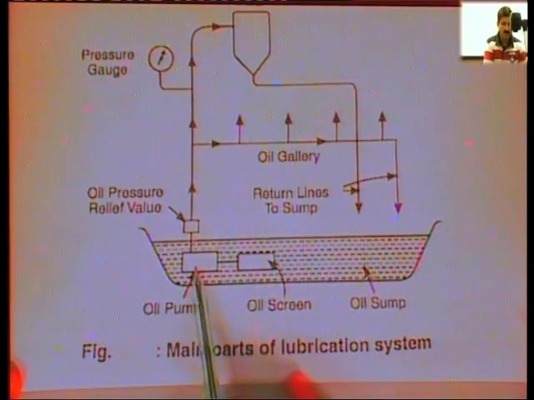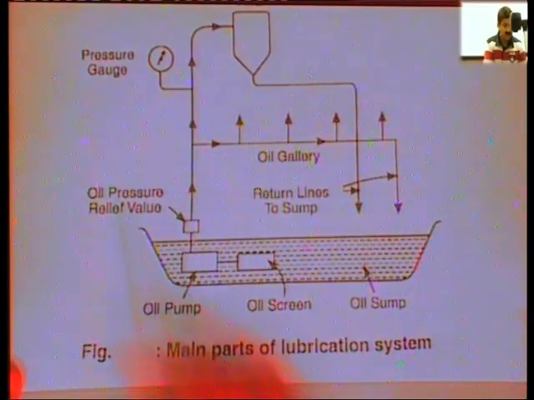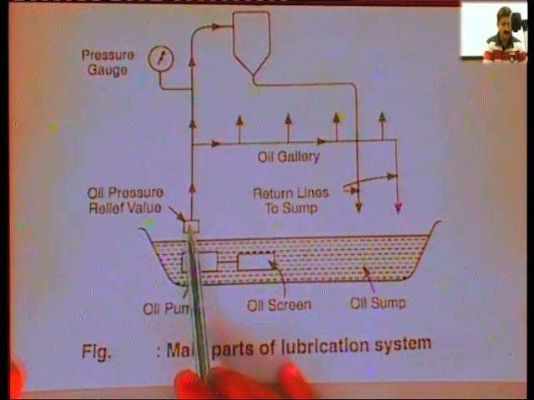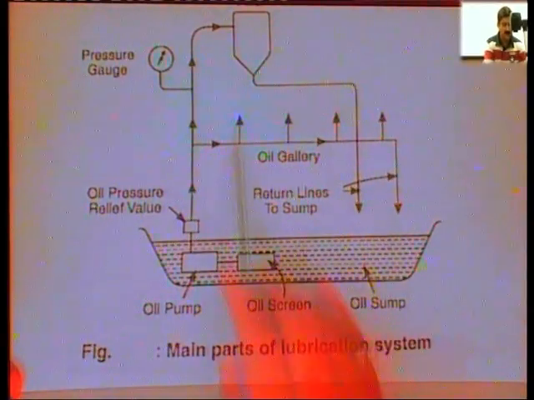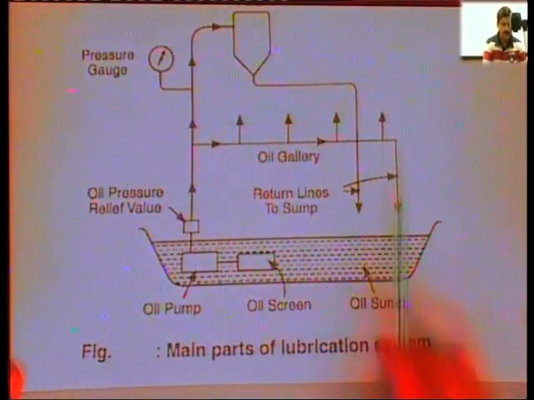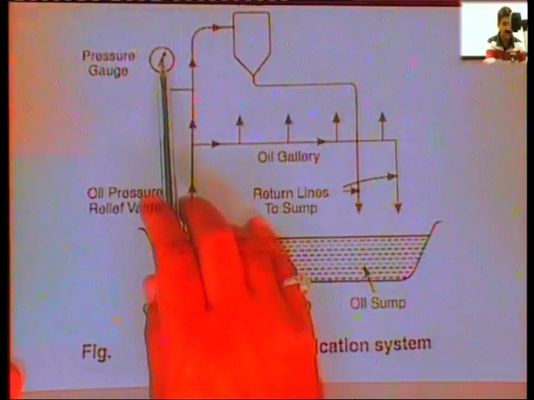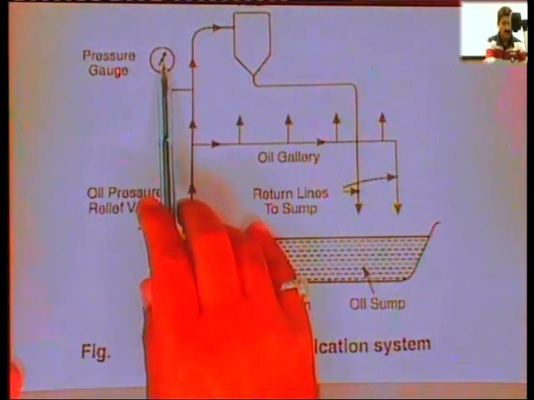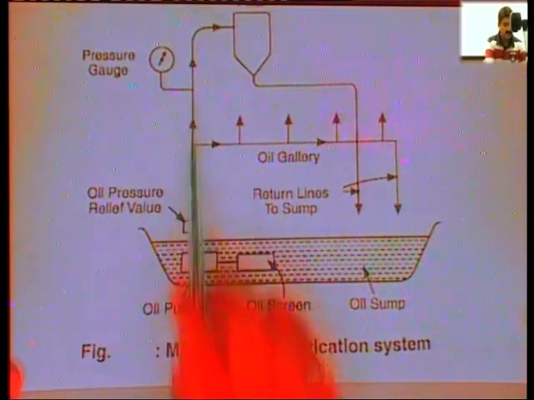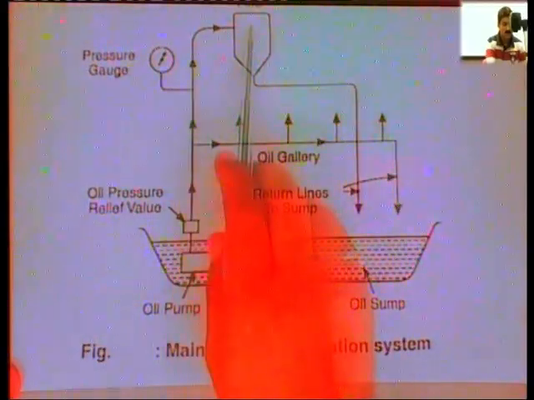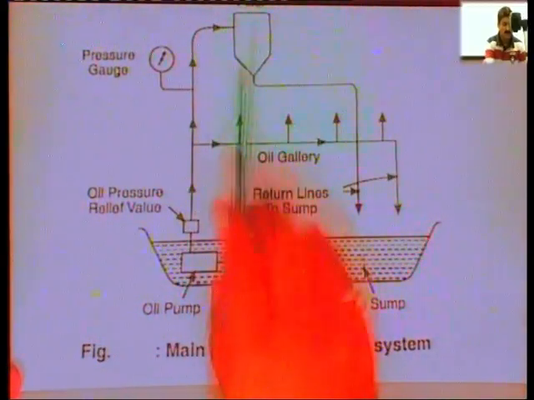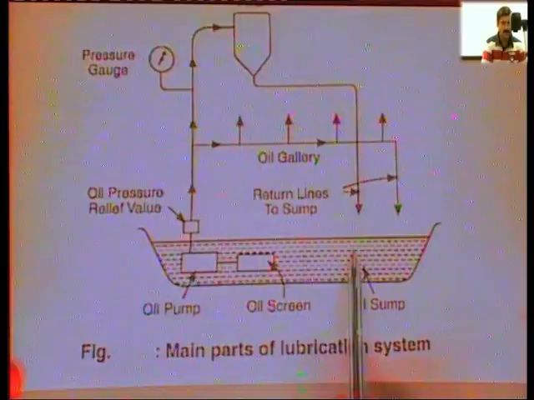Next comes the oil pump, which pumps the oil to the gallery. Here is the oil pressure relief valve. We will see the details of this later on, and this hole is the oil gallery. The arrow shows the path of the oil, and here is the pressure gauge, which shows the pressure of the lubricating oil inside the gallery. The oil then goes through the oil filter, gets cleaner and comes back towards the oil sump.